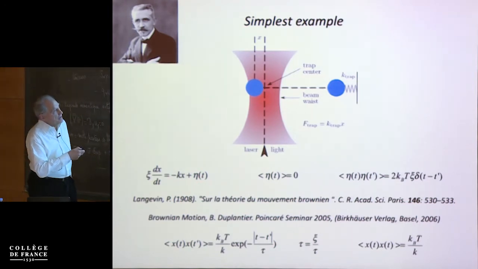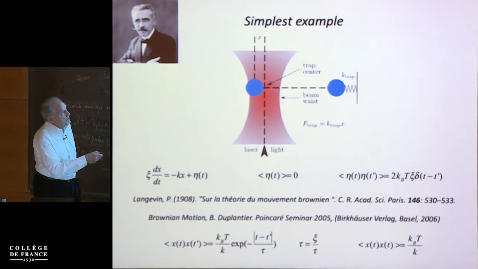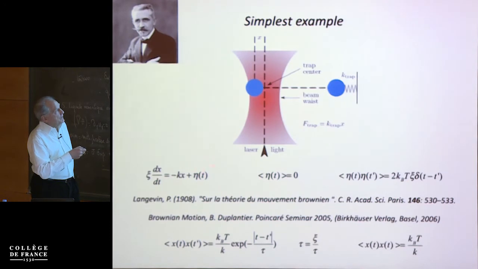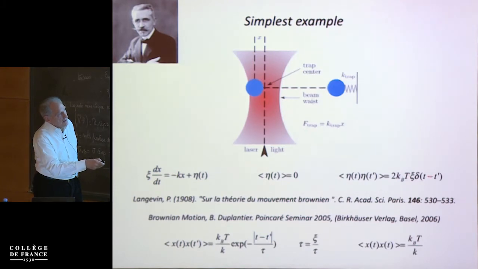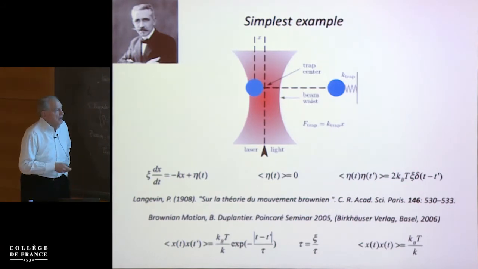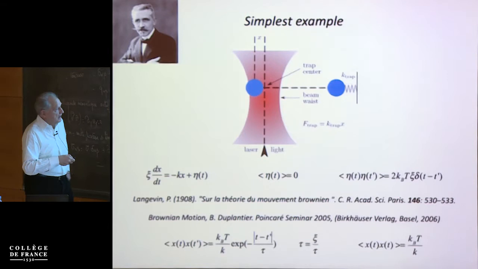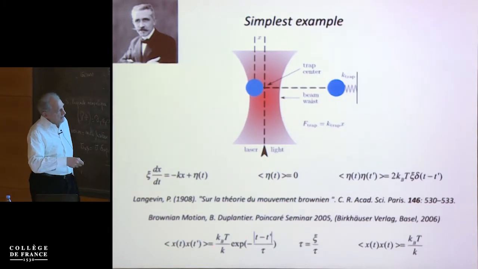Jean-François told us the average of the noise should be zero, and the noise correlator, if you choose your dynamics slow enough, can be considered as delta correlated. Only when the time difference is extremely small compared to the response time of the system, which is friction over elastic modulus, can you consider that to be a delta function. It should be proportional to friction and to temperature. And it's easy to do the calculation. You find a correlation function which decays exponentially with time.